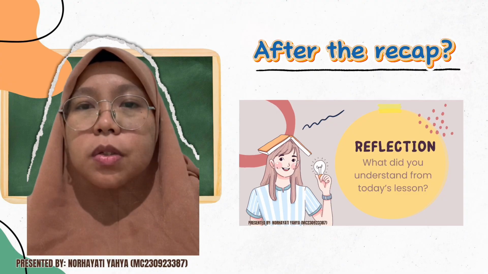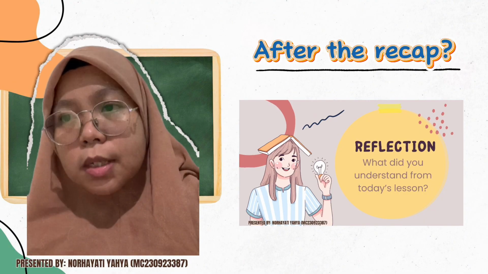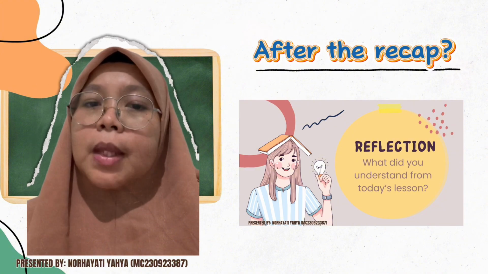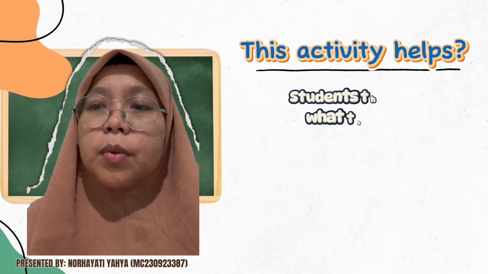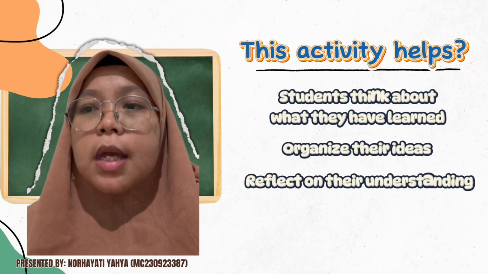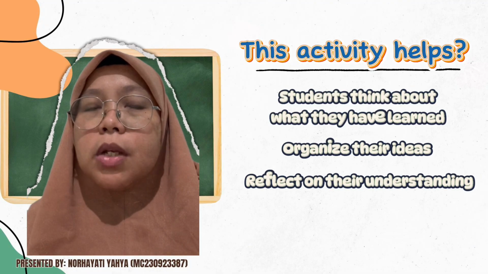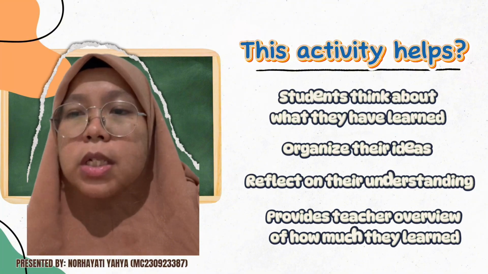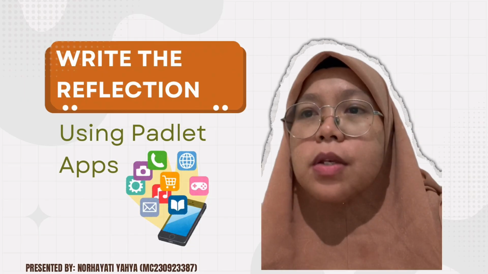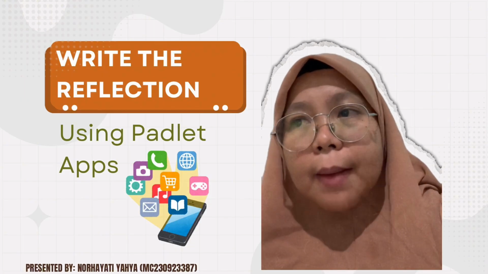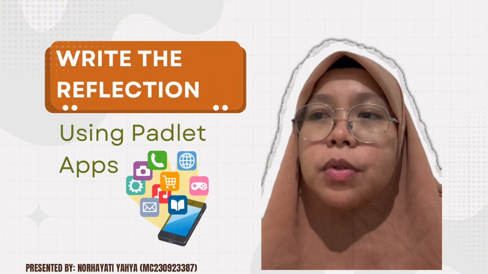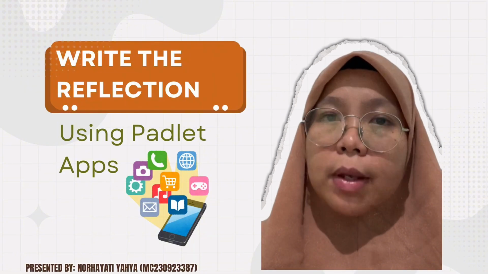After the recap, we will do a one-minute reflection activity. I will ask students to write down their thoughts and answer the question: what did you understand from today's lesson? This activity helps students think about what they have learned, organize their ideas, and reflect on their understanding of the story, the characters, and the tips. It also gives me a quick way to see how much they have grasped from the lesson. During the reflection part, I use technology, the Padlet app, for students to write their reflections. This allows everyone to share their thoughts digitally in a safe and organized way.